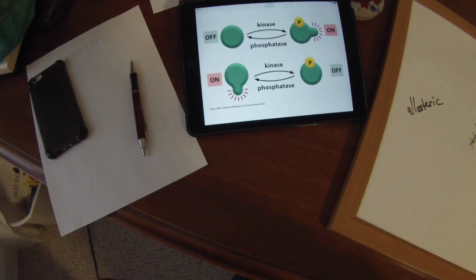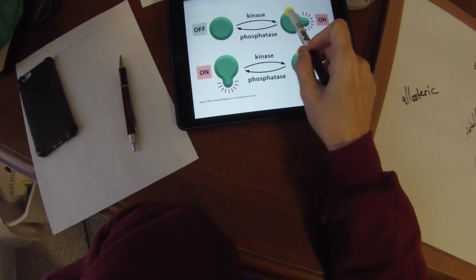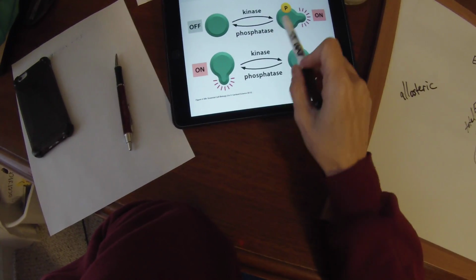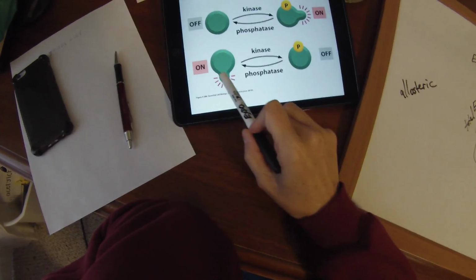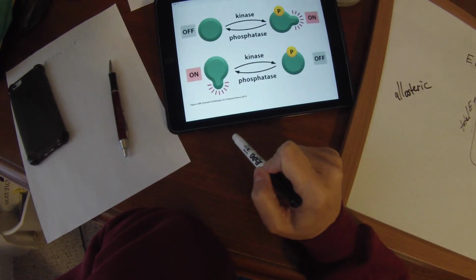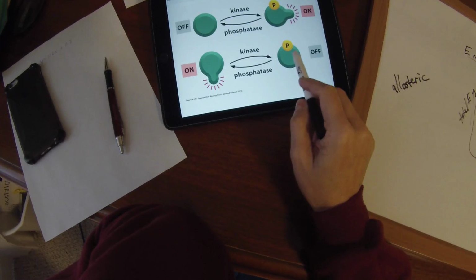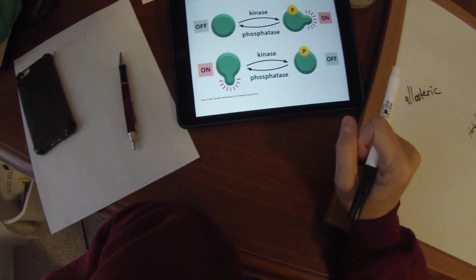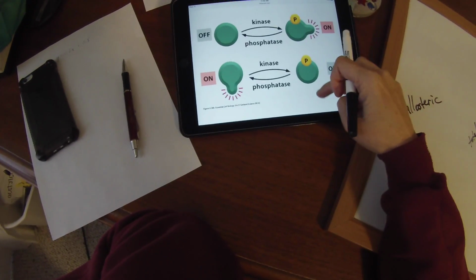So this is just showing that kinases add phosphates, phosphatases remove the phosphates. For some proteins, being phosphorylated turns them on. For other proteins, being phosphorylated turns them off, and it just depends on the protein.